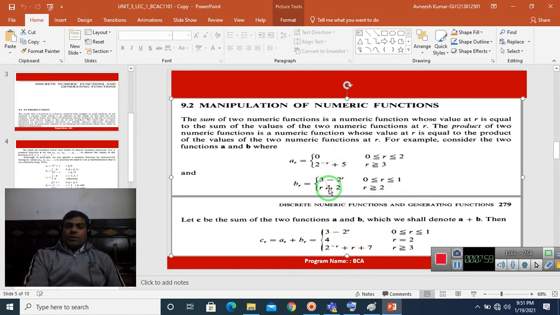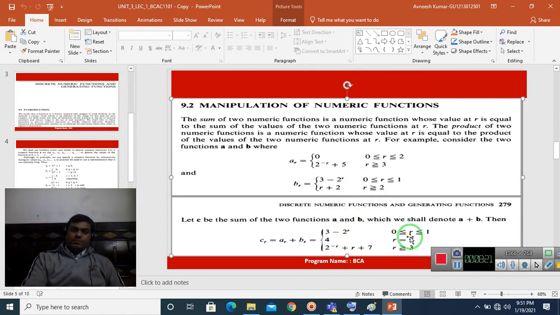Now for r greater or equal to 3, this function will work. So you should add 2 to the power minus r plus r plus 5 plus 2, that is 7. The result will be 2 to the power minus r plus r plus 5 plus 2, that is 7. Okay, now the next.